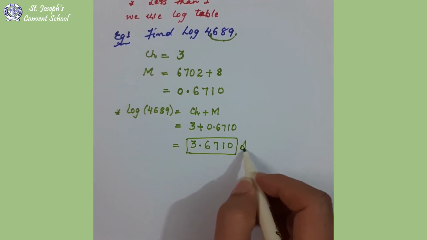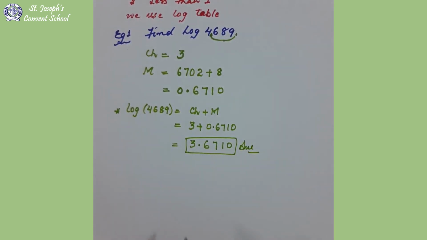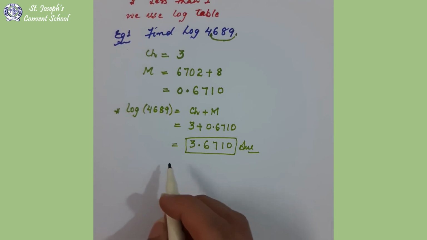It's not difficult, it is simple. The first step is to find the characteristic. The second step is to find the mantissa using the log table, and in the end you add both of them. Use a calculator if you don't know how to add the decimals. Otherwise we add this 3 with the 0.6710, so 3 plus 0.6710 is 3.6710. Okay, so this is the answer. Simple it is. You just have to practice this, then you can easily do it.